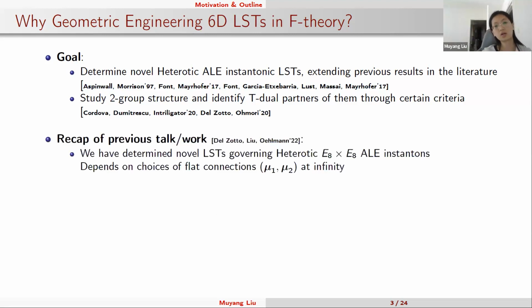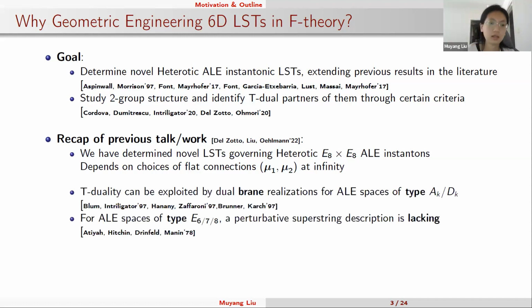Let me give a quick recap of the results from the previous talk, or maybe the first part of our trilogy work, namely that we have determined many novel little string theories that govern the heterotic E8 x E8 ALE instantons. They depend on the choice of connections mu1 and mu2 at infinity. In the previous talk, we utilized the dual brane picture in type I' to explore T-duality and identify the T-dual partners for the ALE spaces of type A and D.